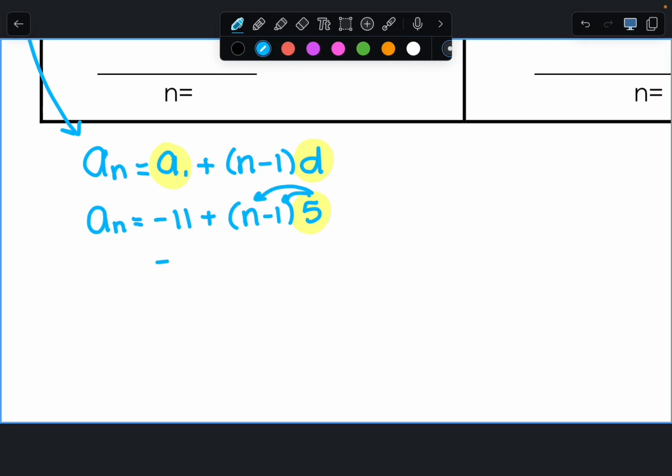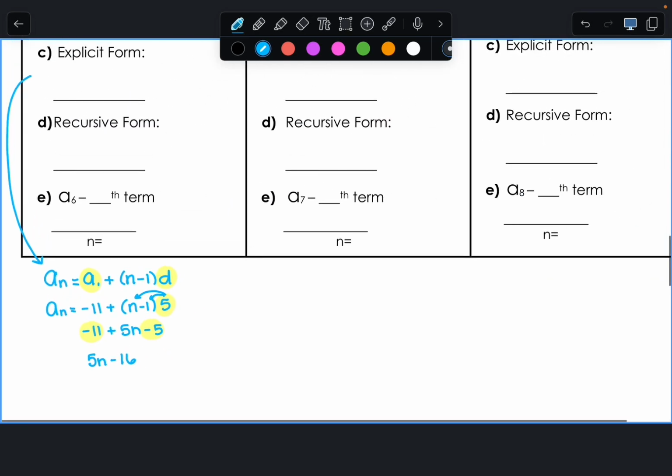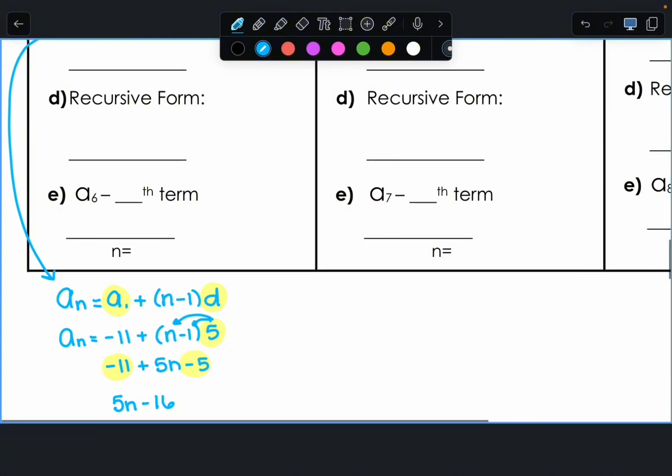Bring down the negative 11. 5 times n is 5n, 5 times negative 1 is negative 5. You have 3 terms. 2 of them can be combined. 2 of them are like terms. Which ones are they? Negative 11 and negative 5. I'm going to bring down 5n. Negative 11 minus 5 is negative 16. So the explicit formula for this example is a sub n is equal to 5n minus 16.